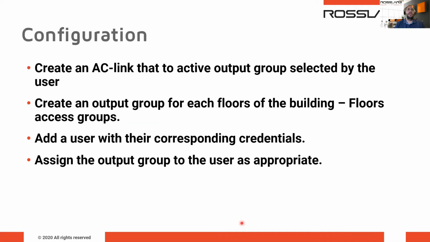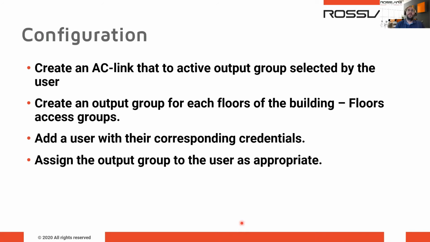So on the AxTraxNG side, from the configuration side, we need to create an AC link. The AC link says that the output groups assigned to the user will be open. The next thing is that we need to create an output group for each floor. This means we are creating floor access groups. Each floor will have its own access group.